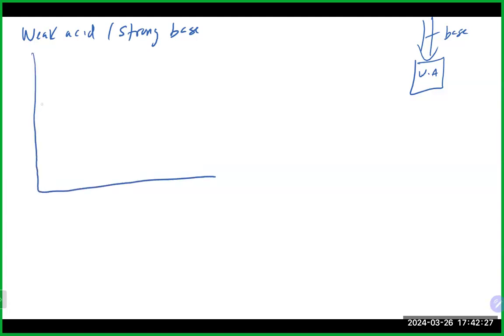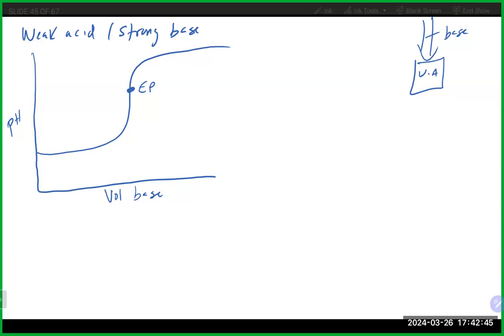We will get a titration curve that will look very similar. It'll look something like this. And we'll have a little equivalence point here. And in this titration curve as well, there's still really those same four spots that you want to think about.